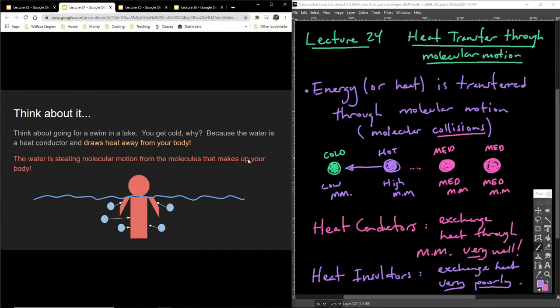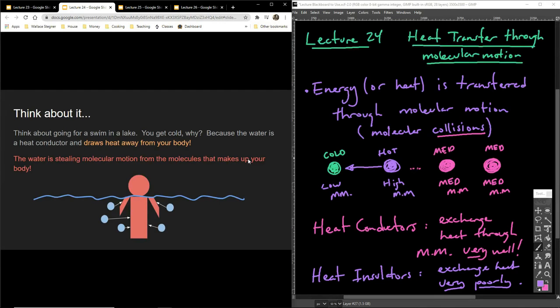So I want you to think about a liquid being a heat conductor. Okay. So go for a swim in the lake. You're eventually going to get pretty darn cold. And why is that? Because the water is a very, very good heat conductor and it will draw heat away from your body. So what water is really doing is stealing molecular motion away from the molecules that make up your body. You're made of atoms, so you're made of molecules, and those molecules have molecular motion. And when the molecular motion decreases, you feel it as cold. That's what you say when you say, oh, I feel cold. Well, that's because the molecular motion of the molecules making up your body has decreased.